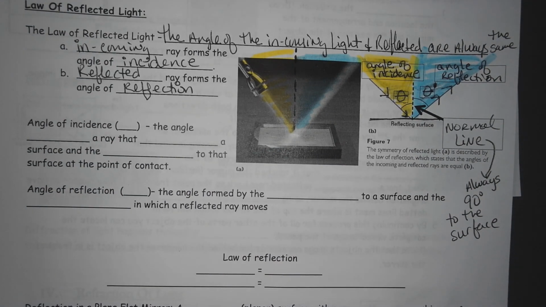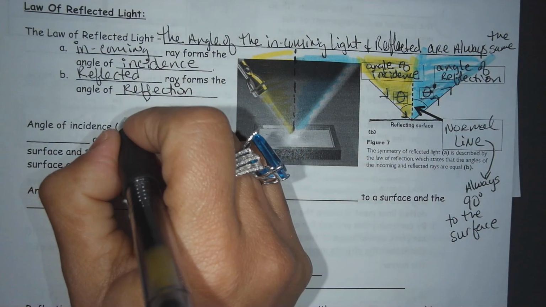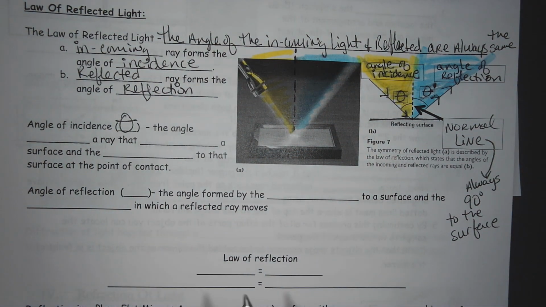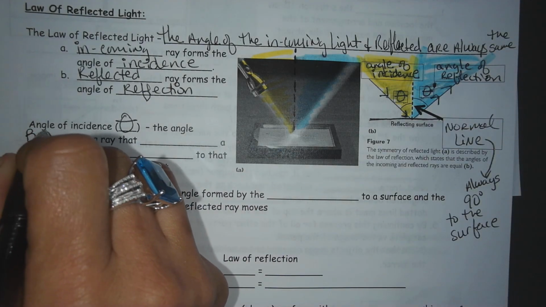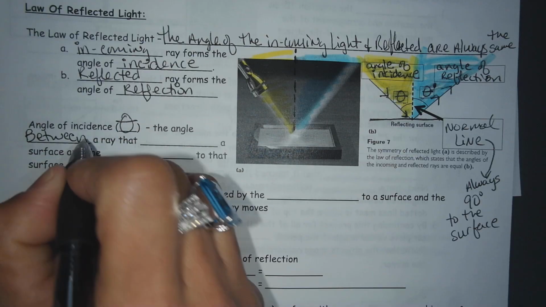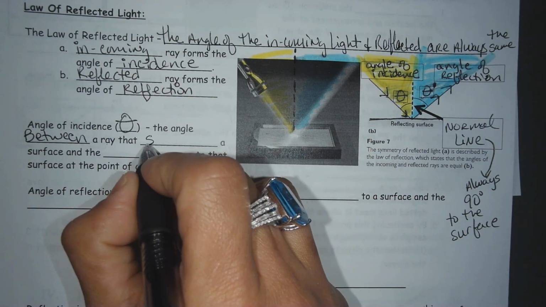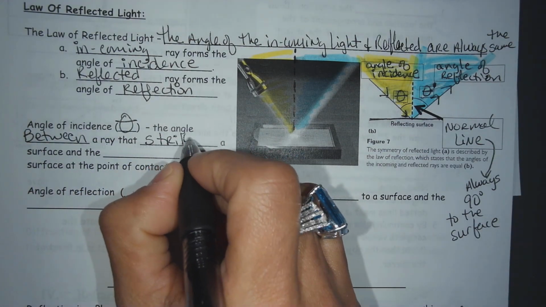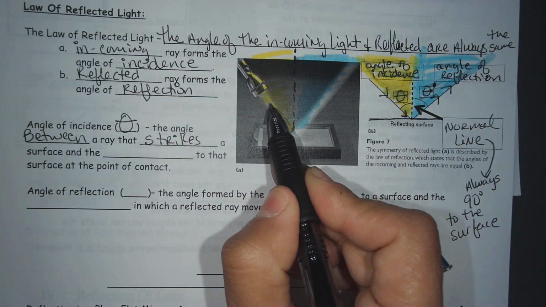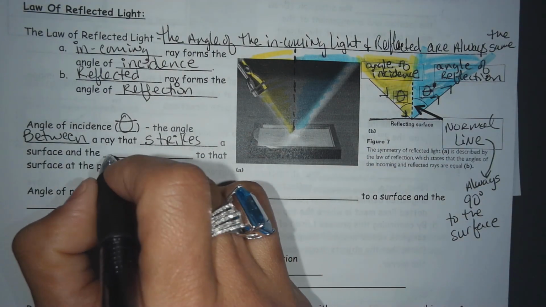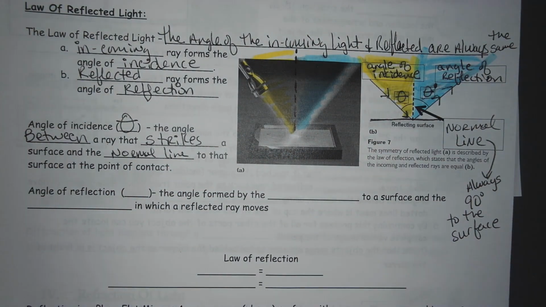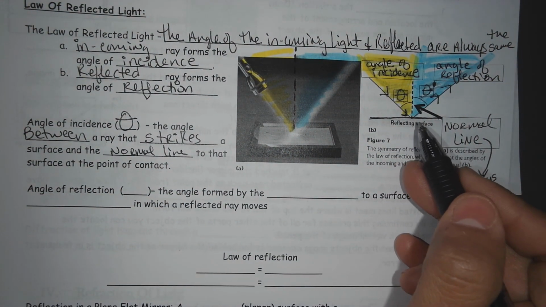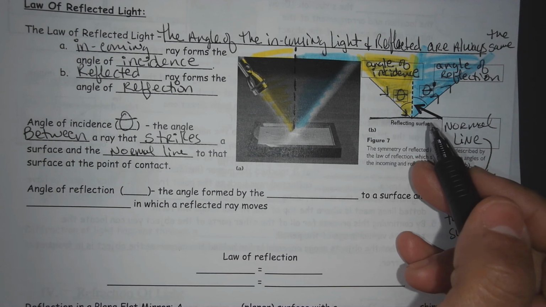So let's go ahead and write it in our notes. The angle of incidence is called our theta. Whatever theta it is, it could be 52 degrees or 61 degrees, I don't know. That's going to be the angle between the ray that strikes into the surface right here and the normal line that the surface is perpendicular to.